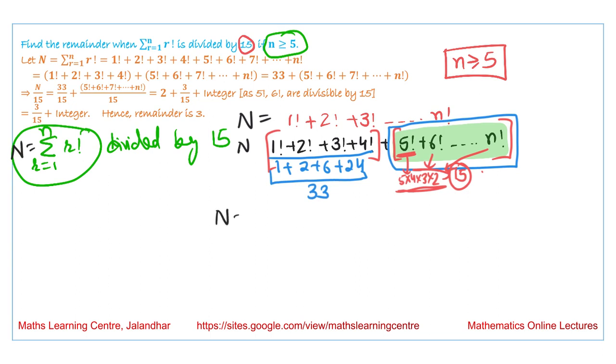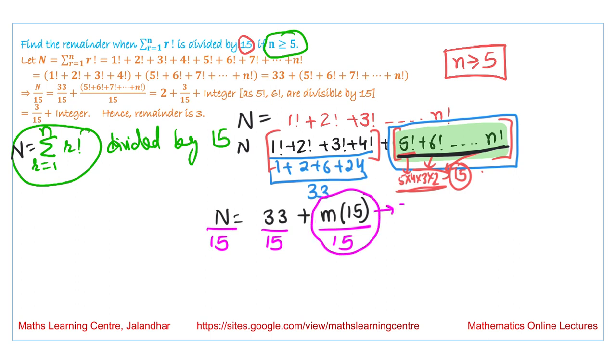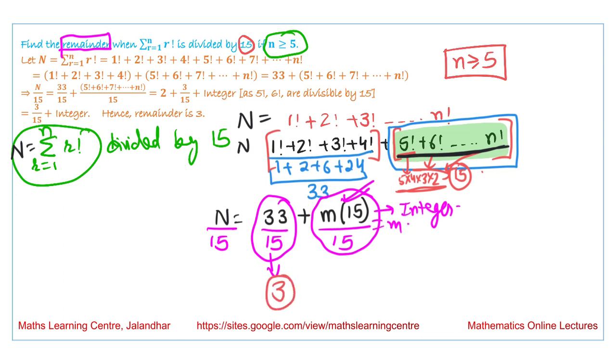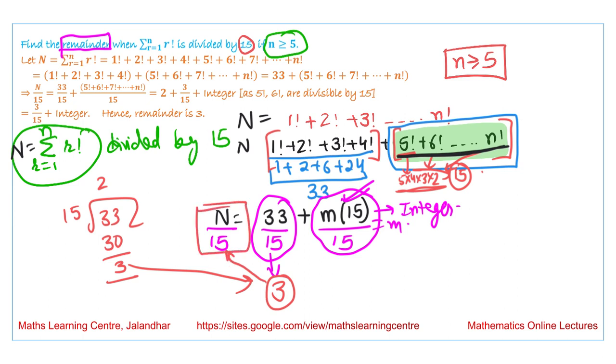We are writing n is equal to 33 plus these terms, which are multiples of 15. Suppose I write this as some number m into 15. So if we divide this number by 15, this part will be some integer, exactly divisible. Here we want to calculate the remainder. So the remainder will be the same as whatever is left on dividing 33 by 15. If we divide 33 by 15, the remainder left will be 3, and this will be the remainder obtained on dividing this number n by 15.